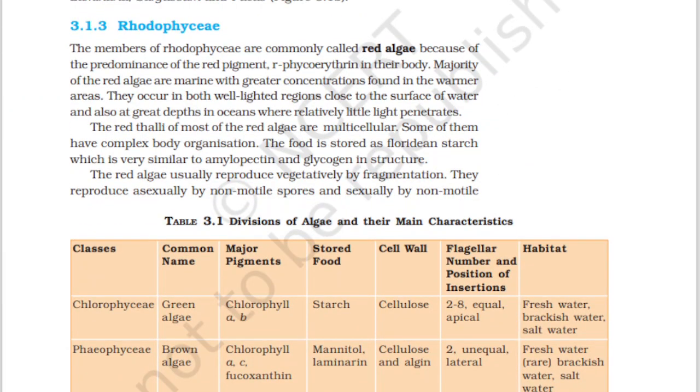Coming to Rhodophyceae. The members of Rhodophyceae are commonly called red algae because of the predominance of the red pigment, r-phycoerythrin, in their body. What is the red pigment here? R-phycoerythrin inside the algal body. The majority of red algae are marine, and a greater concentration is found in warmer areas. They occur in both well-lighted regions close to the surface of water and also at great depths in the ocean, where relatively little light penetrates.